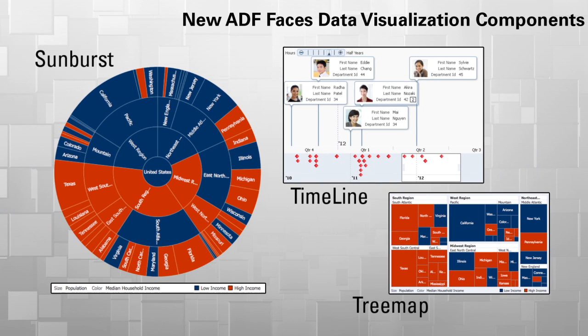In the DVT component, the data visualization component, we keep increasing the number of components and the capabilities that they have. We introduced 3 new components in 12c. One of them is called the Sunburst component. These components allow you to have kind of a circle that shows you division of data based on 2 dimensions. So one dimension can be shown by the size of slices, and the other one can be attributed and shown by the color of slices.